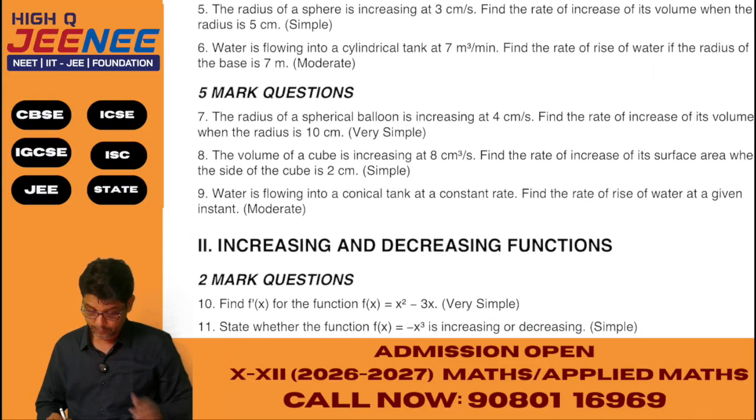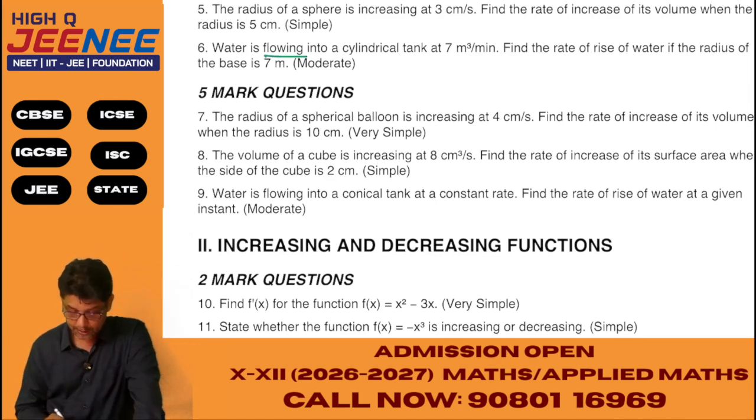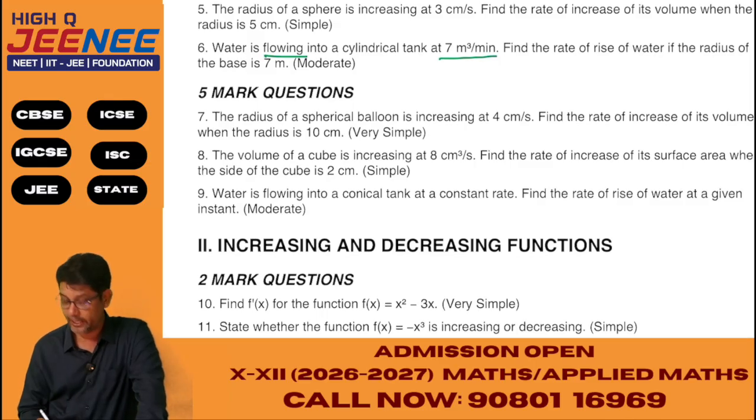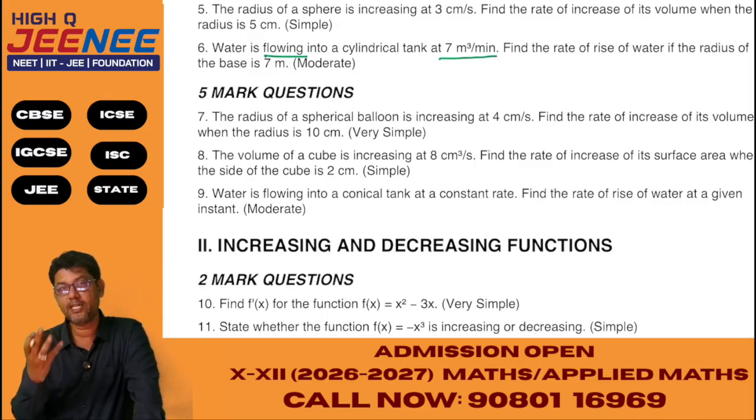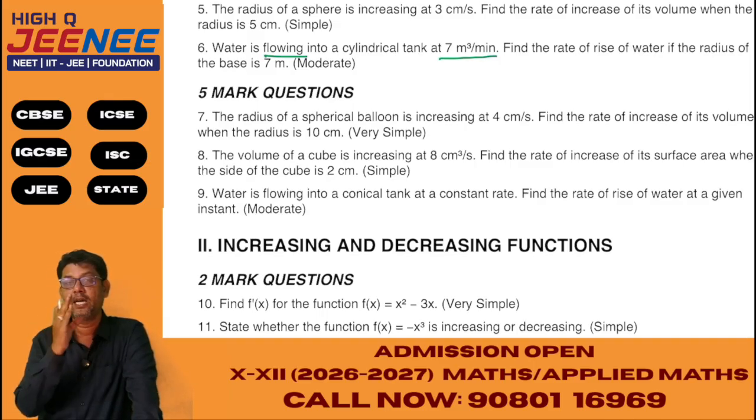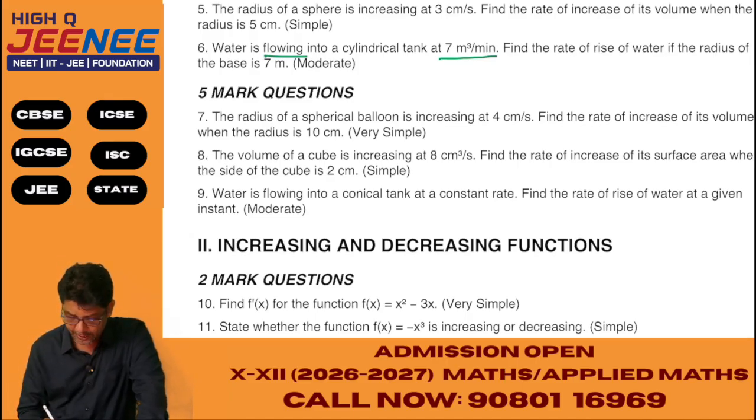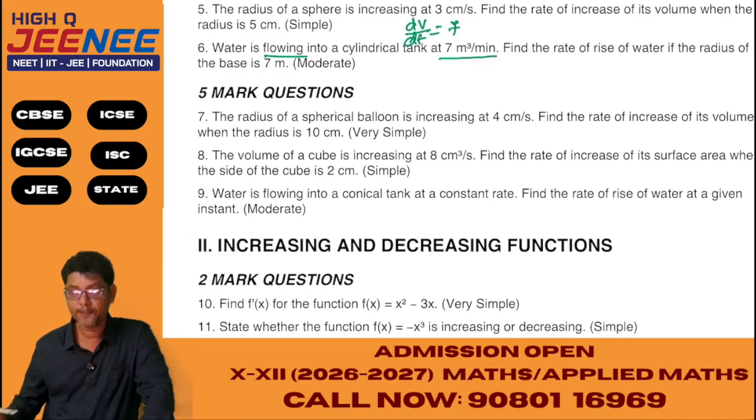Now, water is flowing. Obviously, we are going to discuss the volume. Water is flowing into a cylindrical tank at 7 meter cube per minute. Here not in second but minute, but still it is length by time. So, is it given as dV by dt is equal to 7?